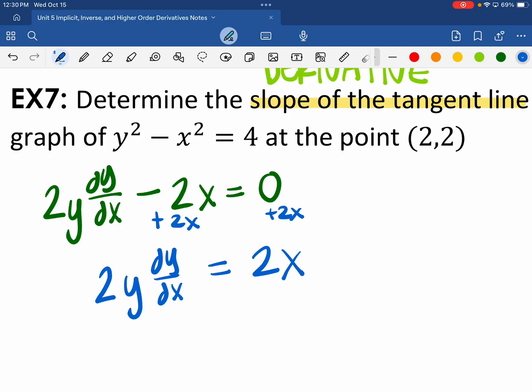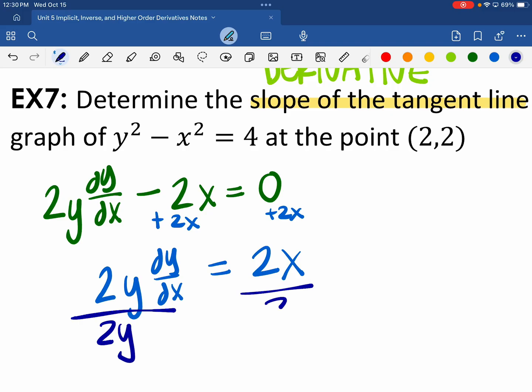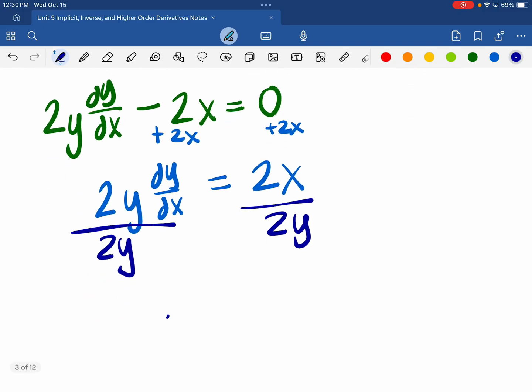All right, hold on, let us get that step, please. So we're going to add the 2x over to the other side. This is another one where it's just the one term, so I can divide by the 2y. Then you plug it in. And so then your derivative, the 2's will reduce. Your derivative is x over y.